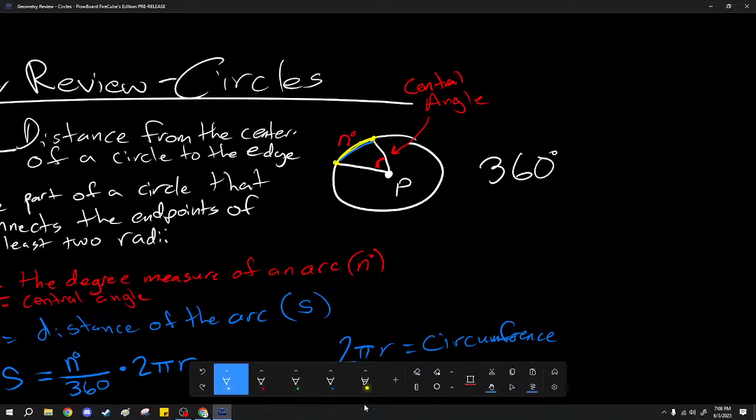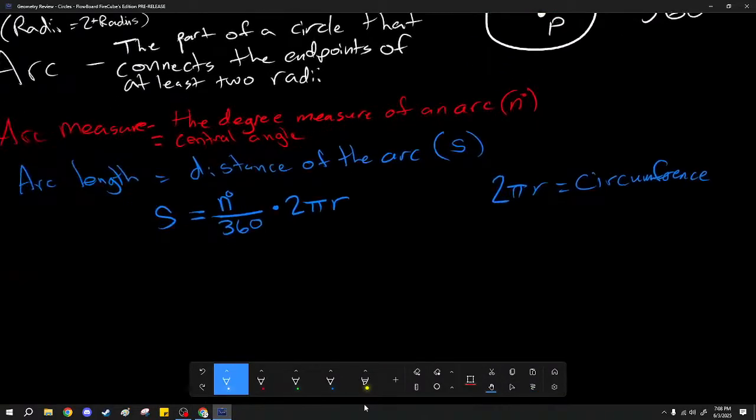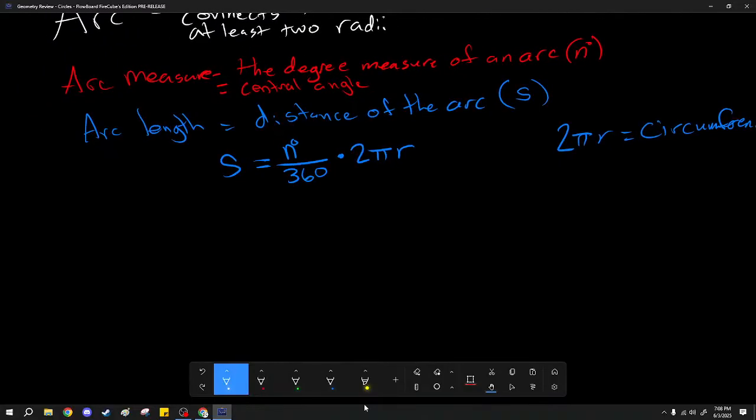Now, that being said, right here we're dividing our arc measure by 360. Well, why? Well, our arc measure is only a small chunk of the circle. It's only, I'll just draw it here.